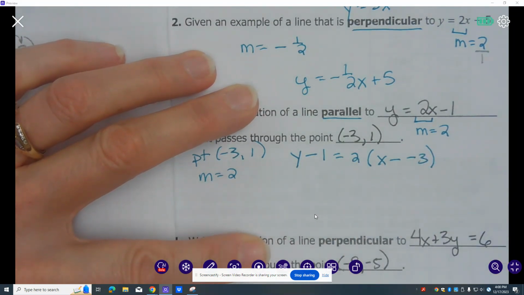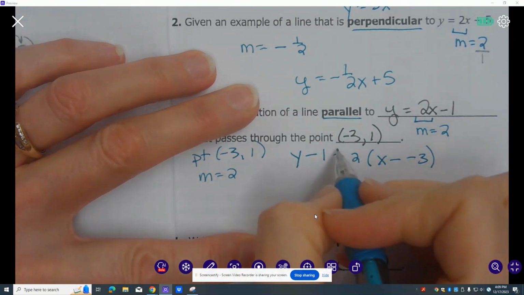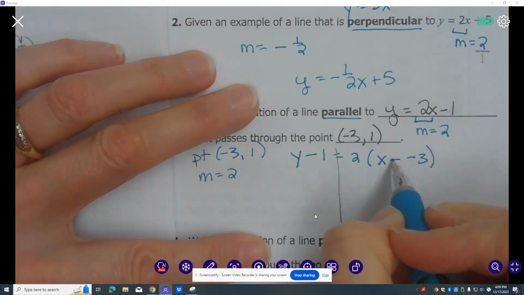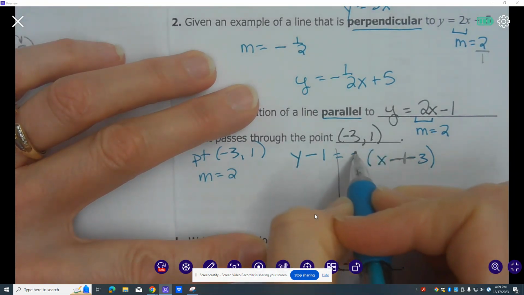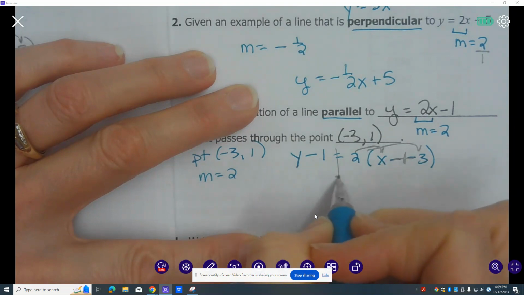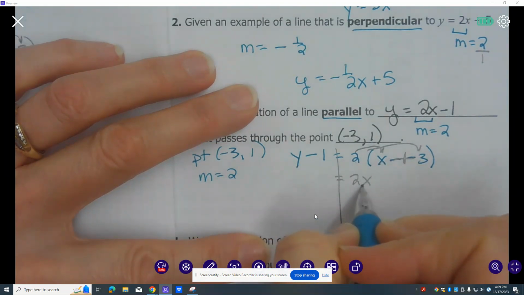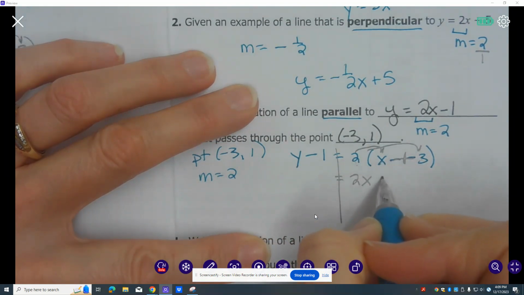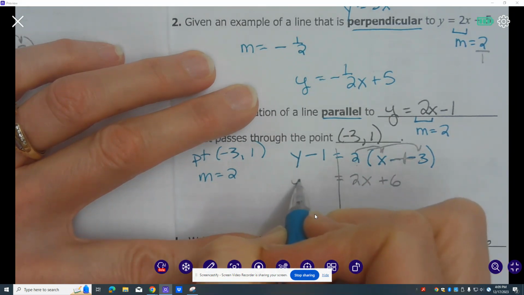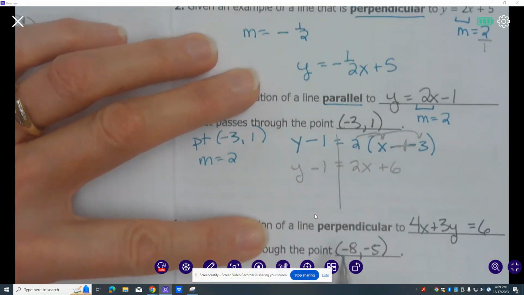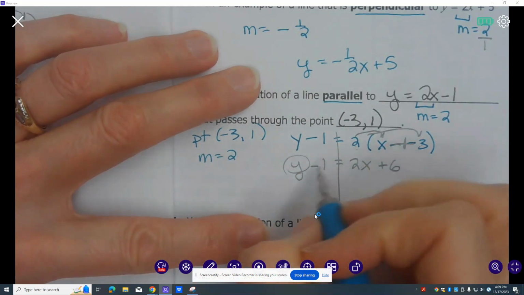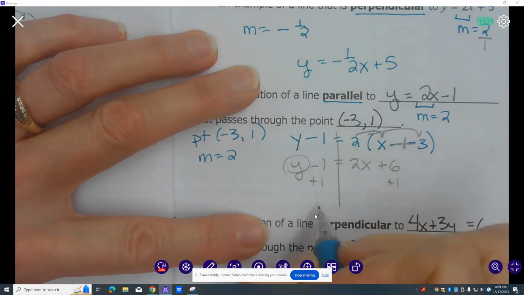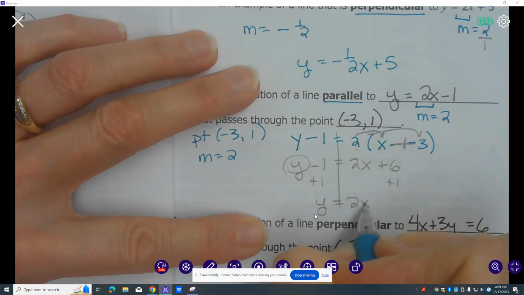Okay, I'm going to put this in slope-intercept form just to practice that. I want to get the y by itself. First thing I would do would be take this minus a negative and make it a plus, and then distribute the 2. So I would have 2 times x, which would be 2x, and 2 times positive 3, which would be positive 6. Over here I have y minus 1. Remember, I'm trying to get y alone for it to be slope-intercept form. So I'm going to add 1 to both sides. So this would be y equals 2x plus 7.